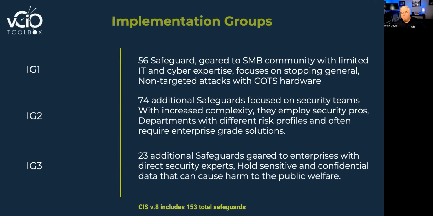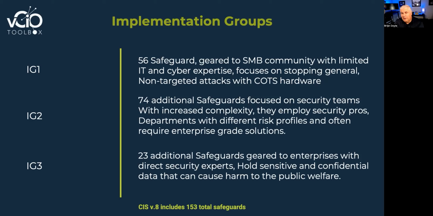So what are these implementation groups I'm referring to? Well, it's just the way that the CIS breaks down the 153 total safeguards that make up the CIS version 8 controls. At implementation group 1, we're really focused on 56 safeguards. And this is the part that really appeals to me when we start talking about why the MSP community might want to consider CIS as a starting point for their customers when they really talk about building a better cyber hygiene and implementing a true security program.